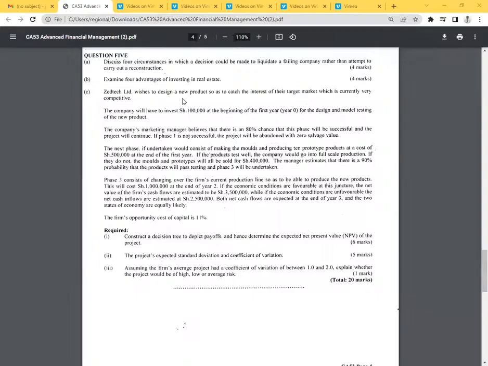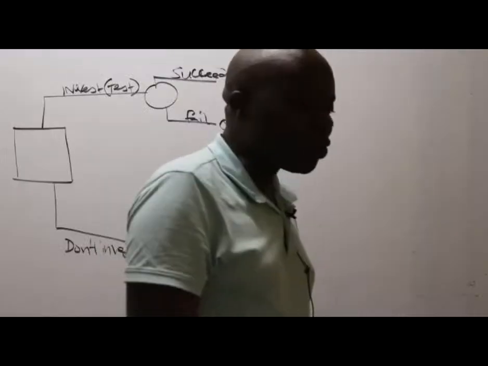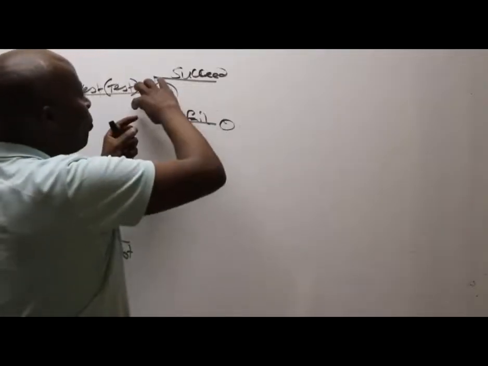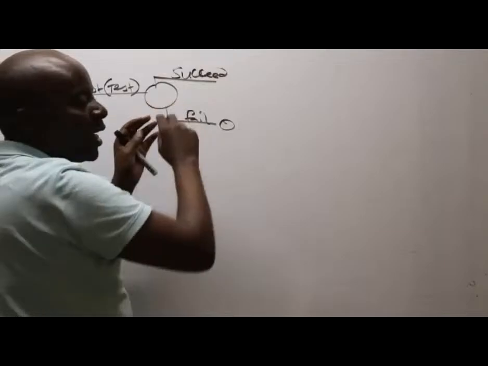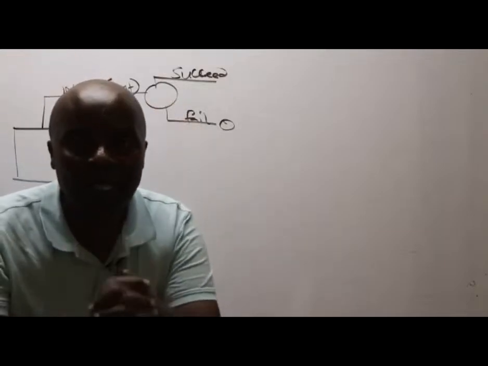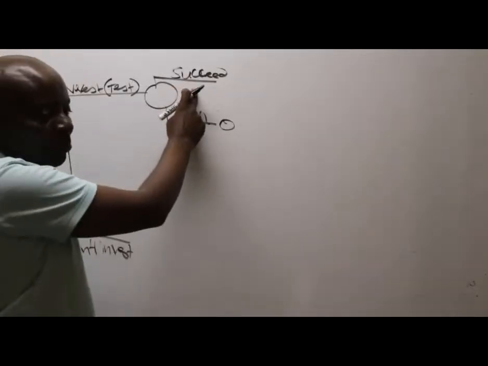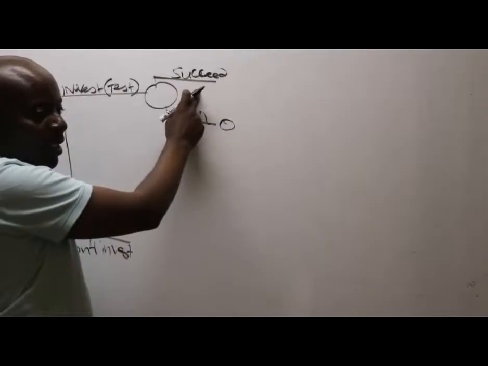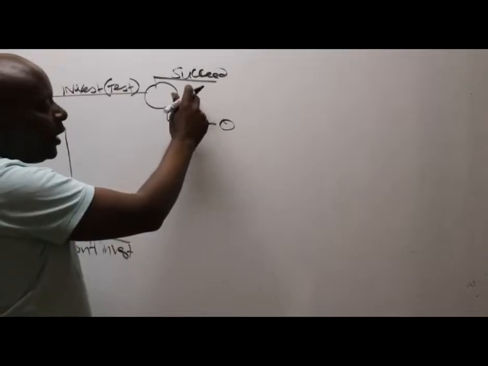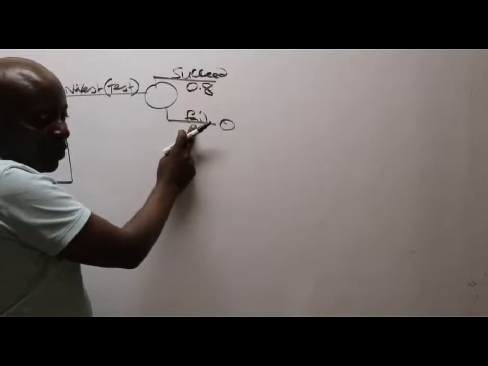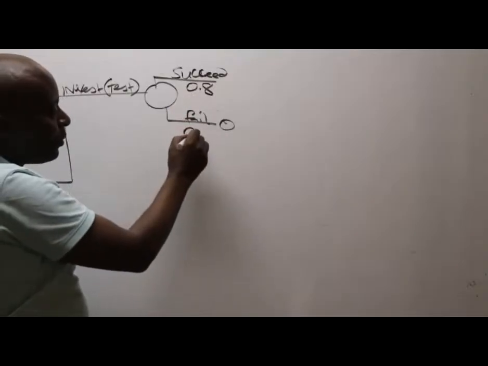So they have told us that the marketing manager believes that there is an 80% chance that this phase will be successful. So look at this. These are events which are coming from a circle, because the events here are probabilistic. And what is the probability of succeeding, ladies and gentlemen, if you could help me? The probability of succeeding is 0.8. Thank you very much. Then what is the probability of failing here? The two must add up to 1. So this must be 0.2.